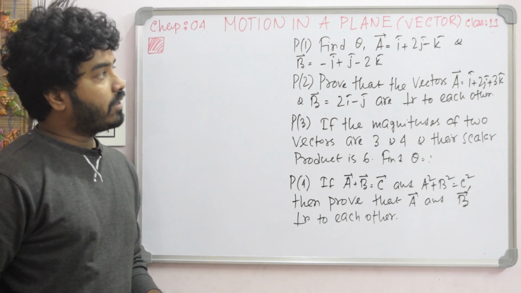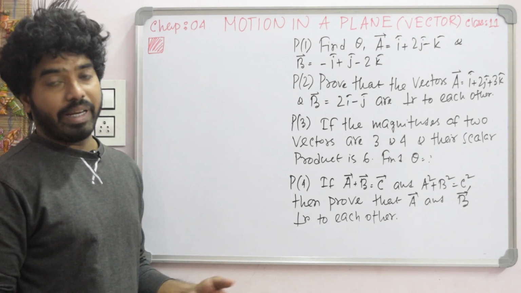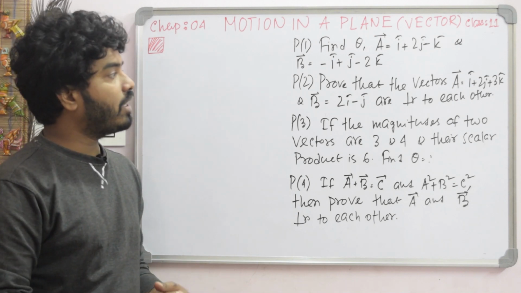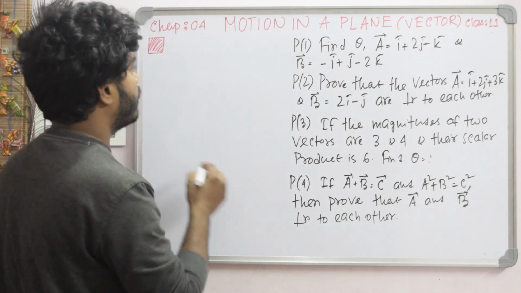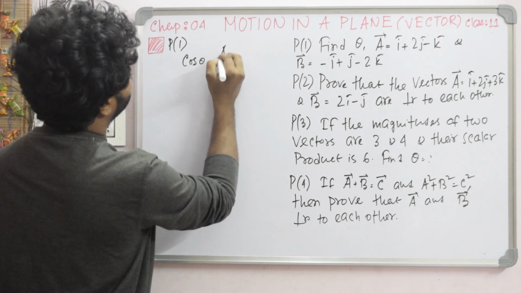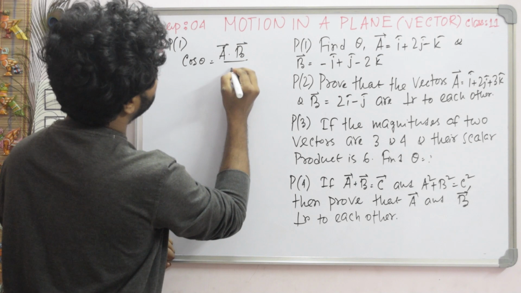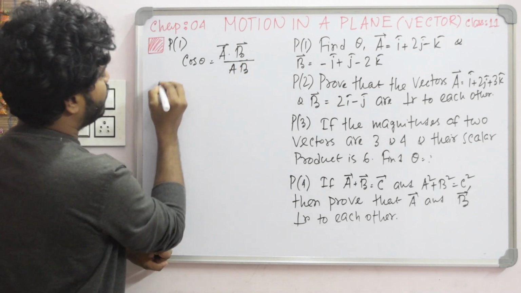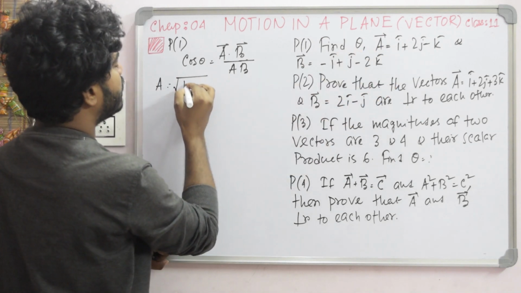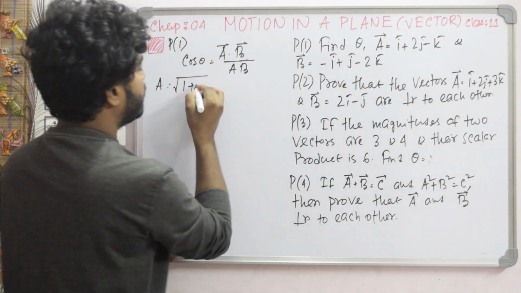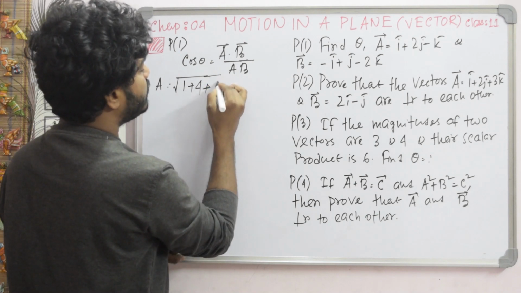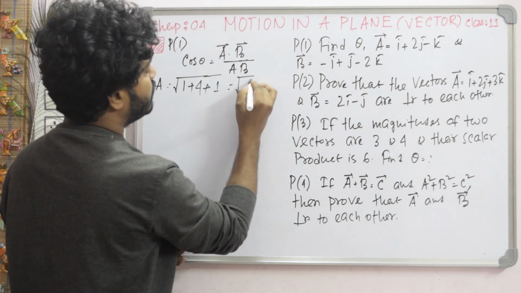First one: find the value of theta between two vectors, vector a given as i cap plus 2j cap minus k cap, and vector b given as minus i cap plus j cap minus 2k cap. You know the formula: cos theta equals a dot b divided by ab. First find the magnitude of a: 1 squared is 1, 2 squared is 4, minus 1 squared is 1, so that is root 6.